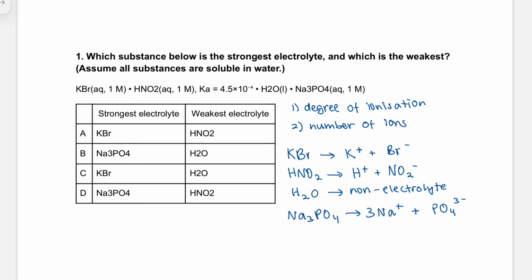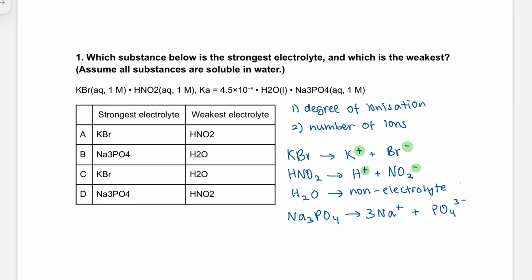So these are all the equations balanced, and now we just look at the two requirements of an electrolyte. We see that with KBr, we have 1 degree for both of them, and we have a coefficient of 1. So there's 2 ions, and that goes the same for HNO2. H2O, as we said, is a non-electrolyte, so we know this is going to be the weakest.